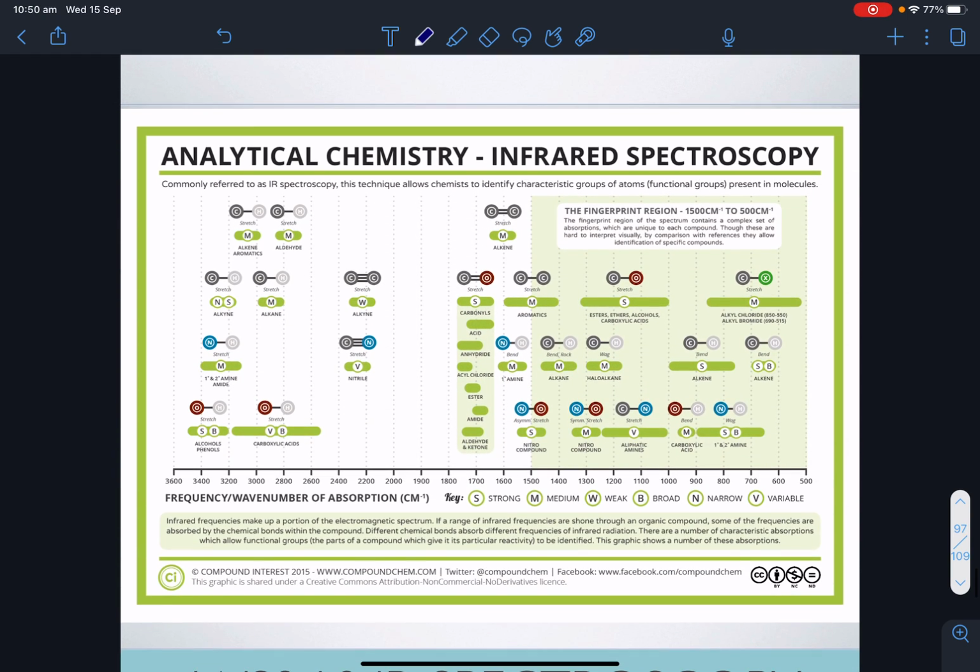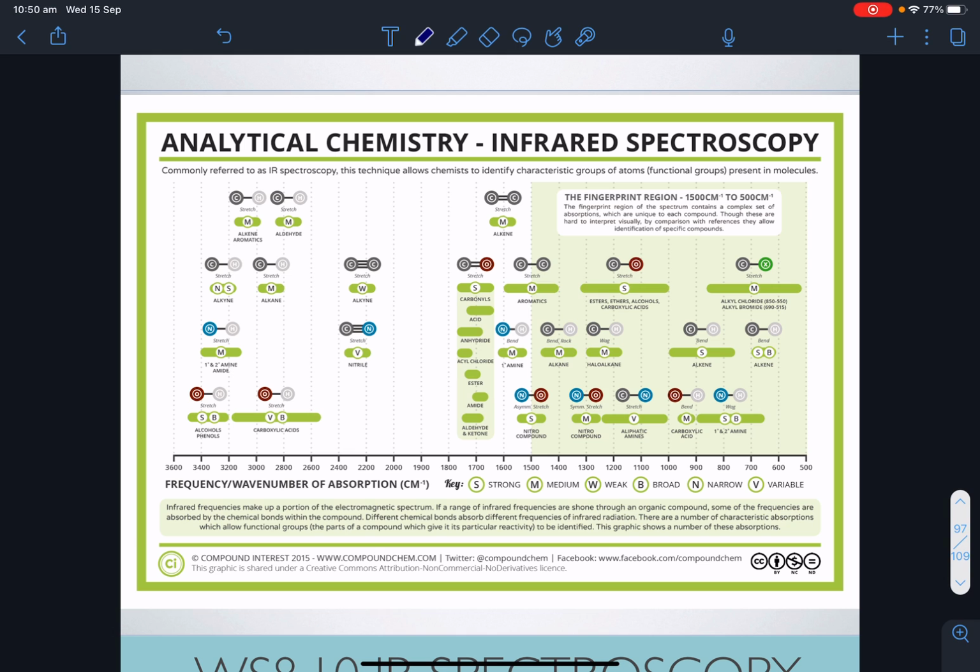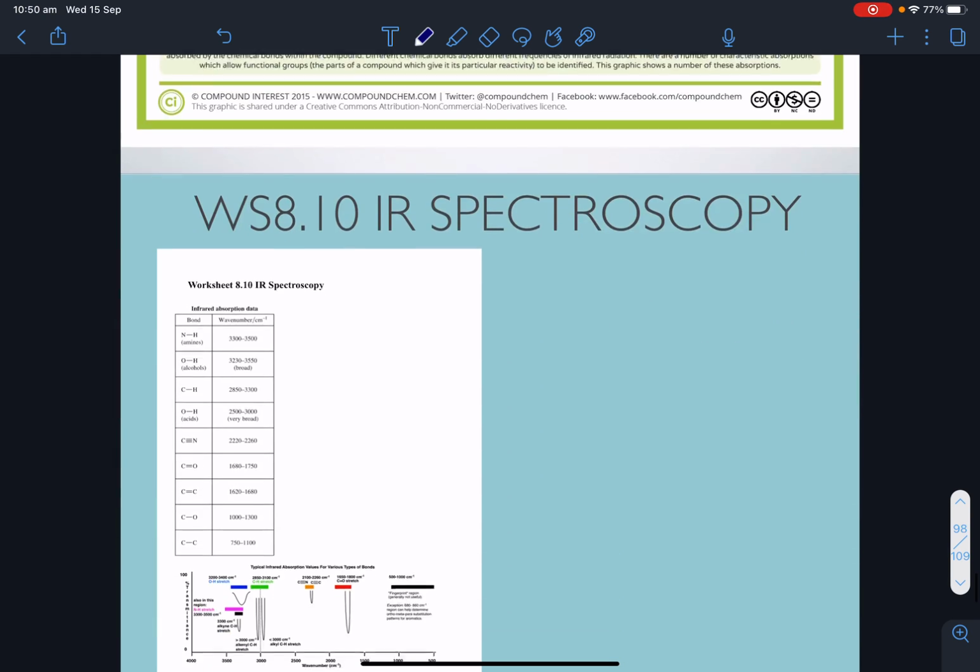Now, compound interest. Here's just a more detailed one there if you're really, really interested, but I'd say stick to the simpler ones, okay? And you can do that worksheet.